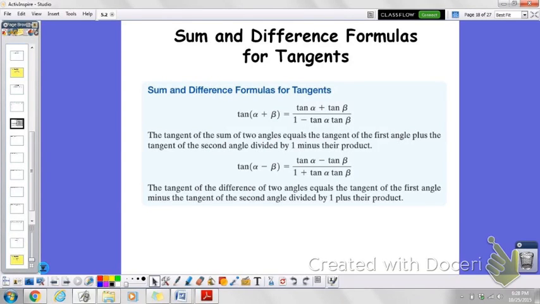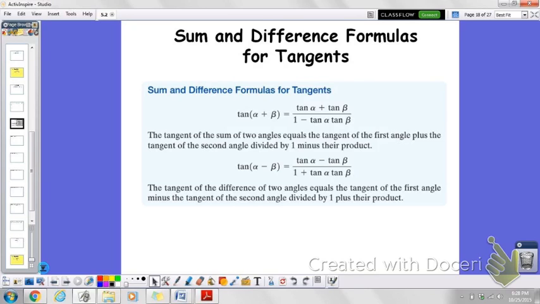Today we'll be doing a lesson that was very similar to what we did last week, the sum and difference formulas of sine and cosine, but today we're going to be using tangent. Now here are the two formulas we use. We have the sum and the difference.